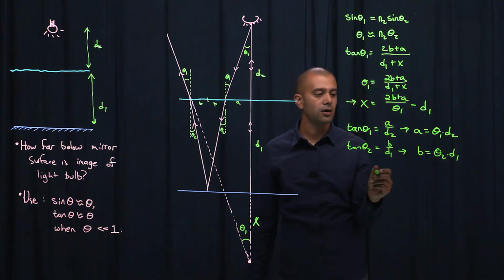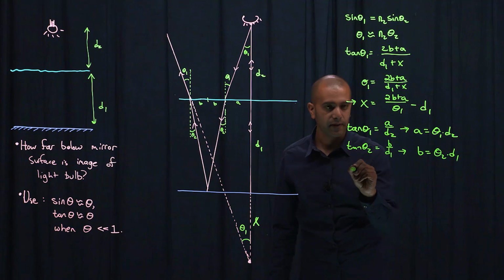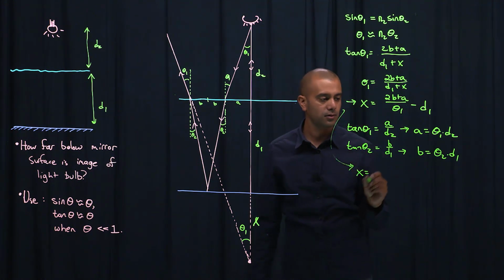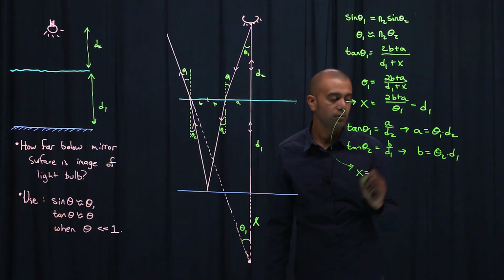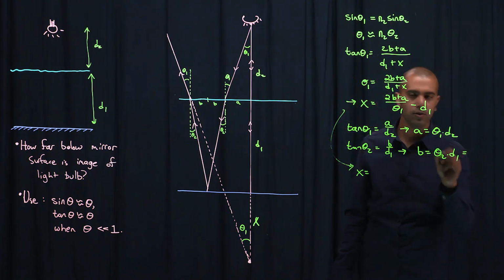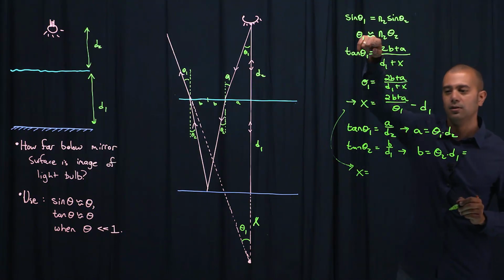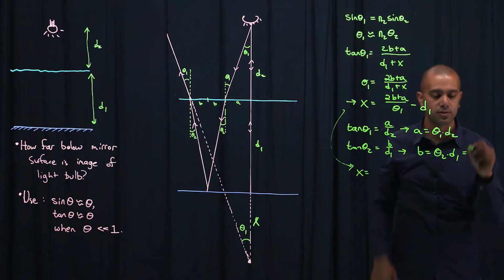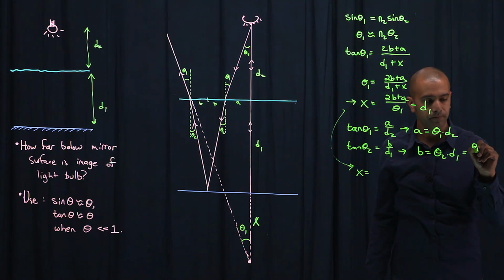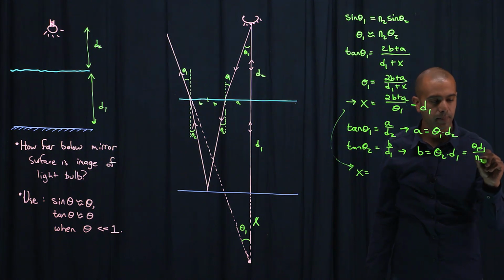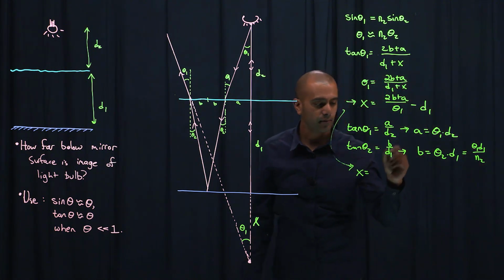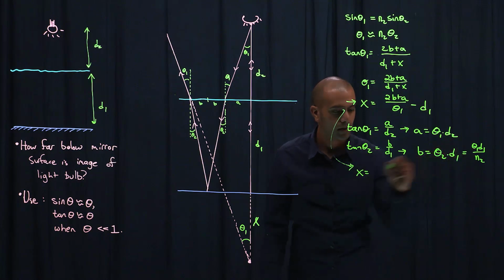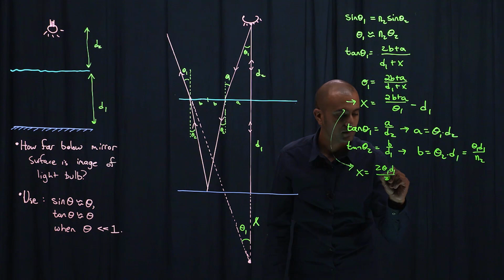If I plug those in here, we get that x equals... oh, you know what? Let me do one more thing here. Let's go ahead and write this in terms of theta 1 by using Snell's law, because then we can cancel out all the theta 1s, hopefully. So theta 2 is theta 1 over n2. So this equals theta 1 d1 over n2. I'll plug that in for b. So then for x, I get 2 times this quantity, so 2 theta 1 d1 over n2.